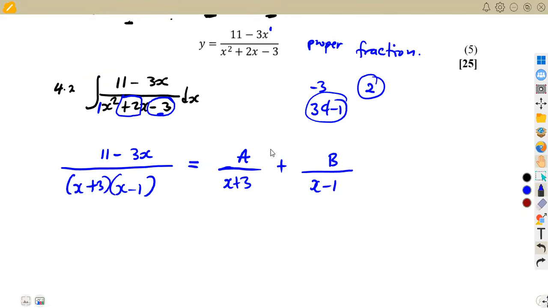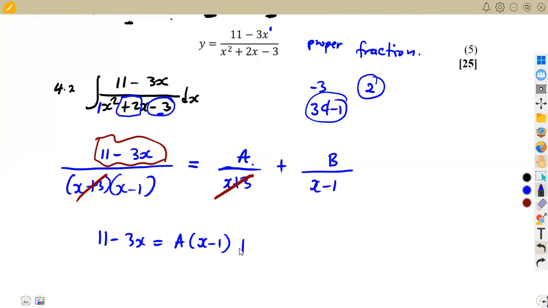So let us resolve and find the values of a and b. Taking our numerator, 11 minus 3x is equal to a times what you're going to have if you divide: this x plus 3 and x plus 3 will cancel, and you remain with x minus 1. So you take this x minus 1, plus here we have b.